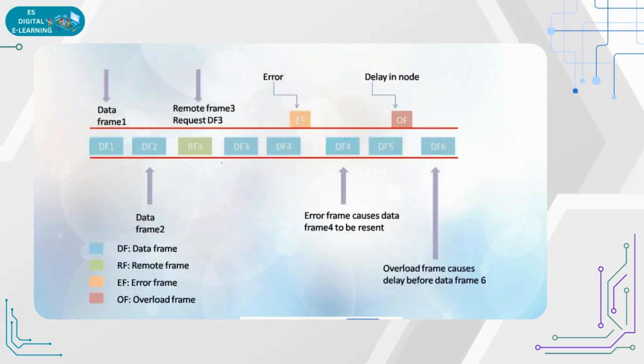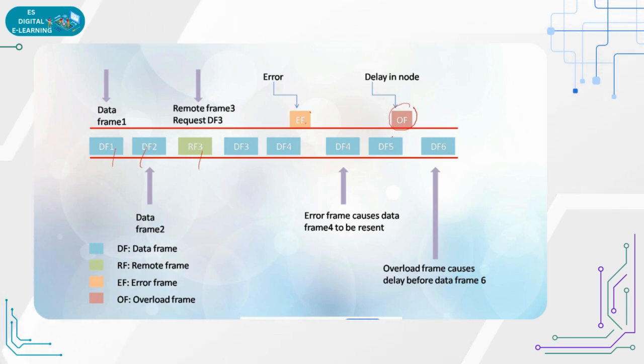Okay, so whenever a message is transmitting in the network, we have a data frame and remote frames, and between them you will get the error frames. Any delay from the node will give us an overload frame.